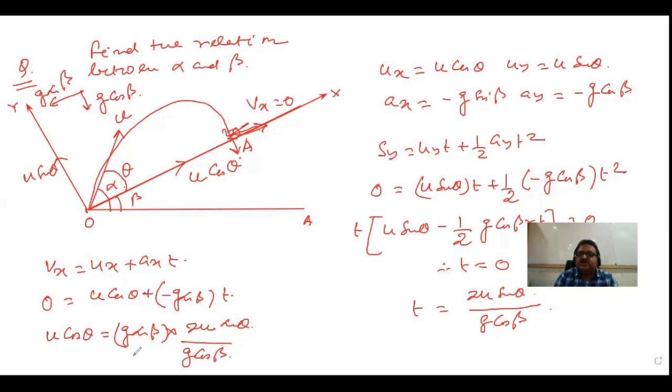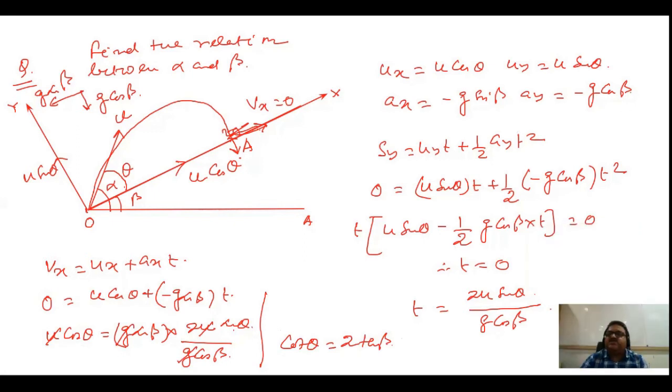Check the calculation first. U cos theta is equal to this. So g and g get cancelled, and u gets cancelled. Cos theta by sin theta, that is cot theta, is equal to 2 tan of beta. Okay. So this is the form.